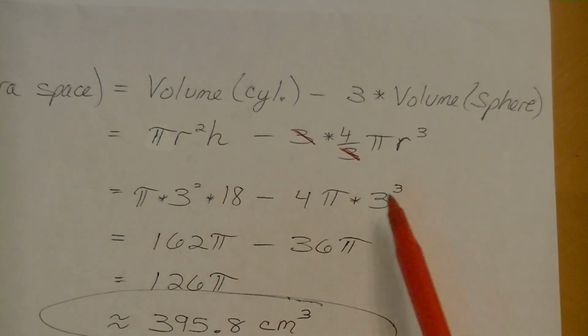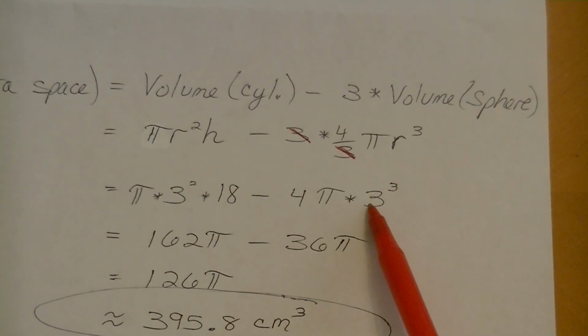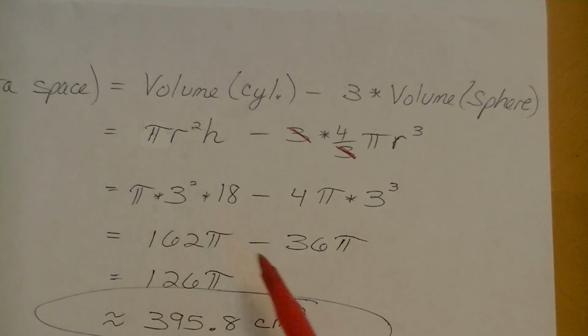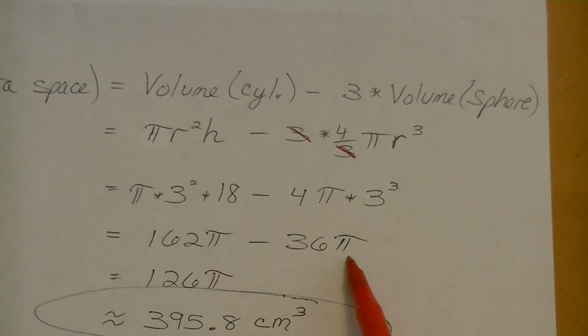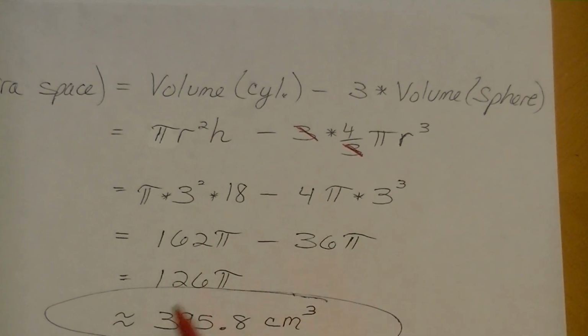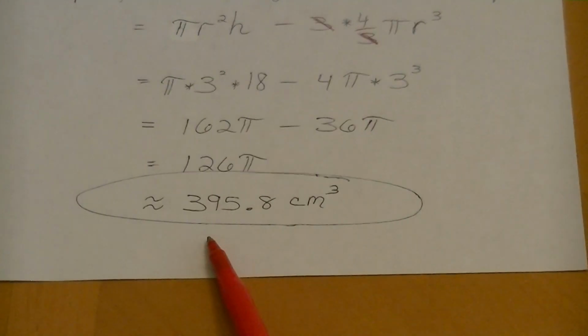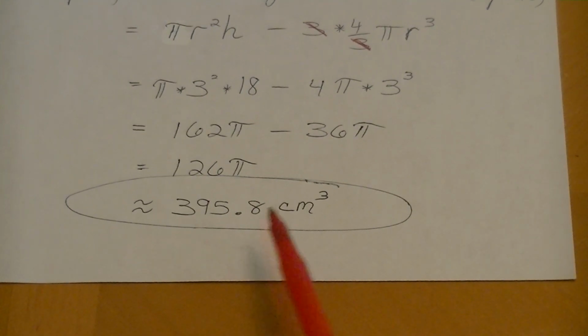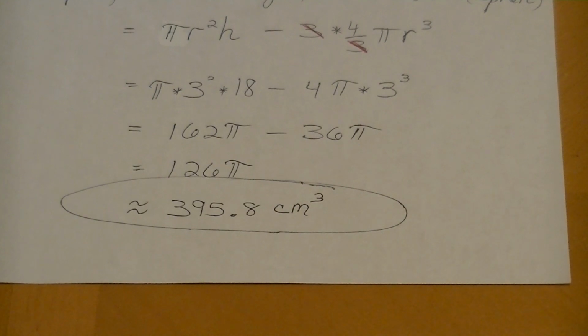Radius of cylinder is 3, but also radius of sphere is 3. So 162 pi for the cylinder, 36 pi for the 3 spheres, 126 pi when you combine like terms, 395.8 centimeters cubed for the final answer.